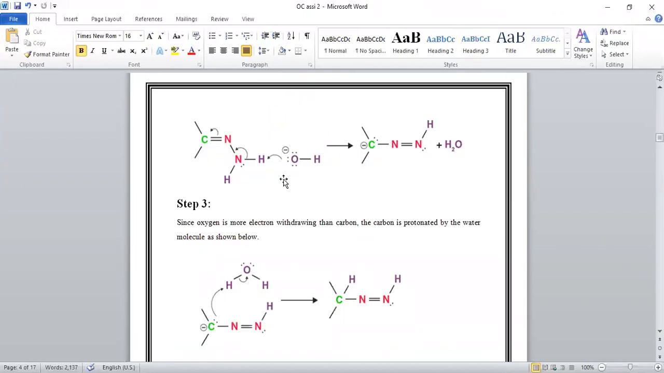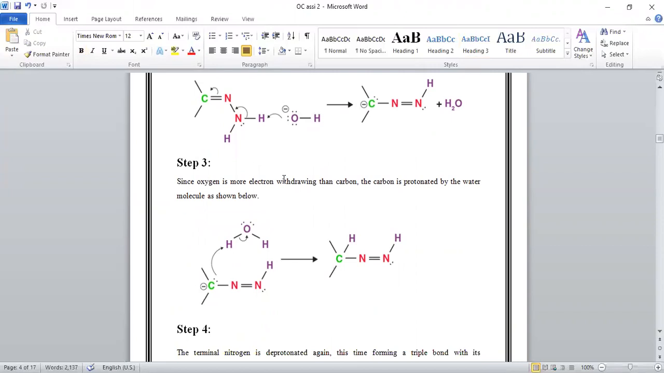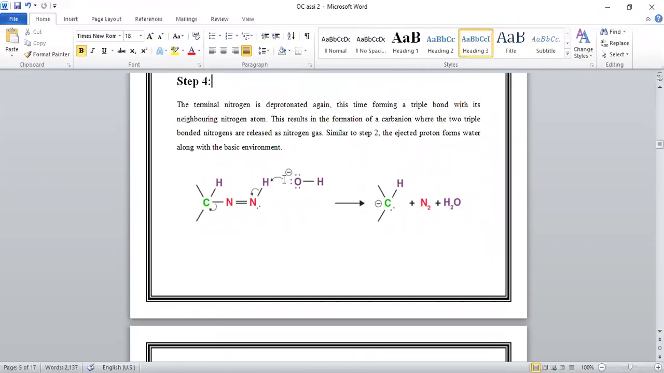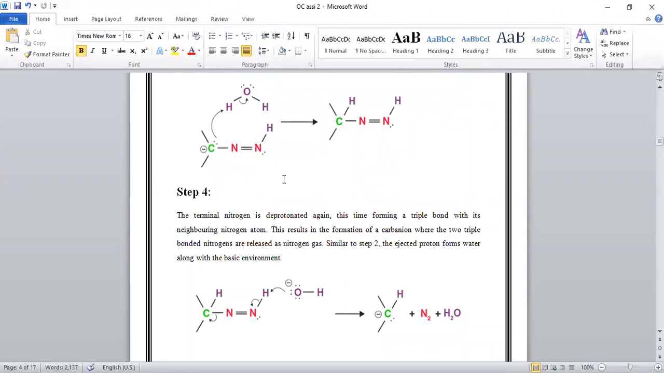In step 3, since nitrogen is more electron withdrawing than carbon, the carbon is protonated by the water molecule as shown below. In step 4, the terminal nitrogen is deprotonated again, this time forming a triple bond with the neighboring nitrogen atom. This results in the formation of a carbanion where the two triple bonded nitrogens are released as nitrogen gas. Similar to step 2, the ejected proton forms water along with the base.